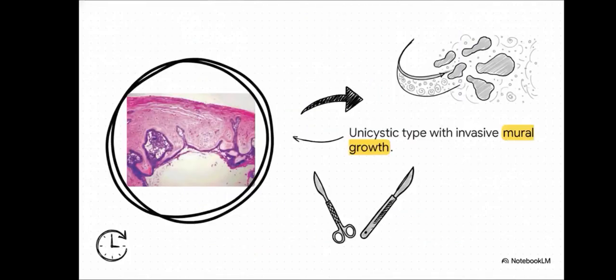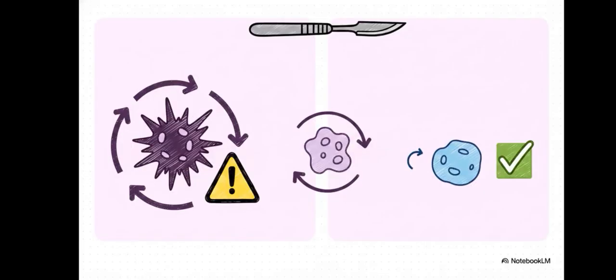We also really need to look out for specific growth patterns in unicystic types, like the mural growth seen here. Look closely at how the ameloblastoma epithelium doesn't just line the cyst. Invasive islands of the tumor are aggressively infiltrating deep into the connective tissue wall. As we'll see in just a second, spotting this mural invasion is a major turning point for how we manage the patient. So what does this all mean?